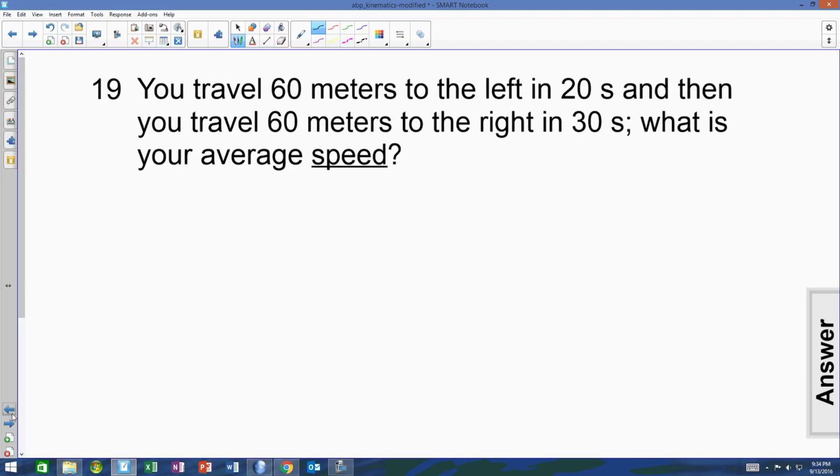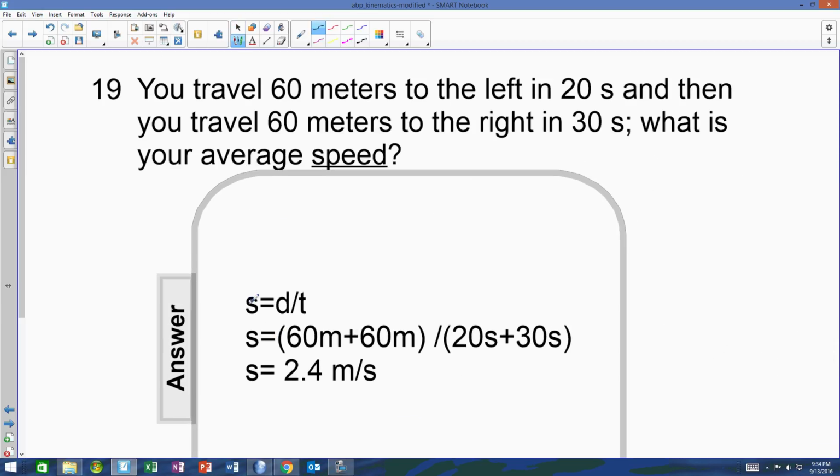You travel 60 meters to the left in 20 seconds, and then you travel 60 meters to the right in 30 seconds. What is your average speed? Go ahead and pause the video now. Okay, so let's take a look at the solution.